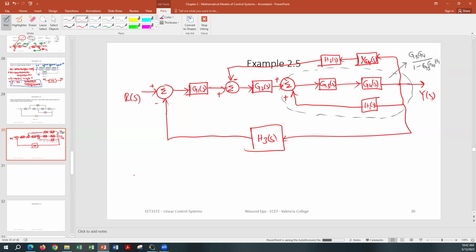And then this whole thing is going to be eliminated. Let's call this T1. So this is T1(s): G3, G4 over 1 minus G3, G4, H1.